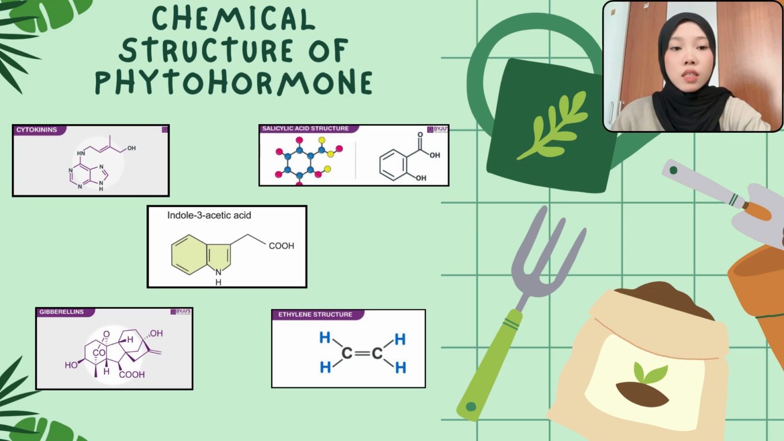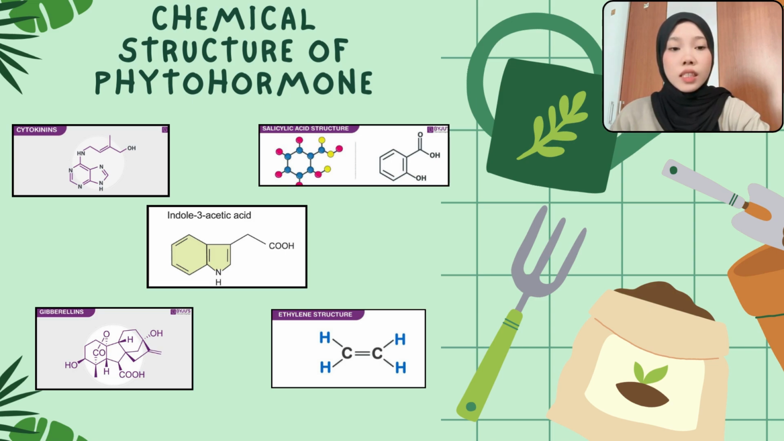We also see gibberellins, a group of hormones that stimulate stem elongation, flowering, and seed germination. Their structure is more complex, consisting of several interconnected rings, which explains their strong biological activity. Another example is salicylic acid, which is structurally simpler but very important. This hormone helps plants activate their defense system against pathogens and stress. It plays a big role in plant immunity.